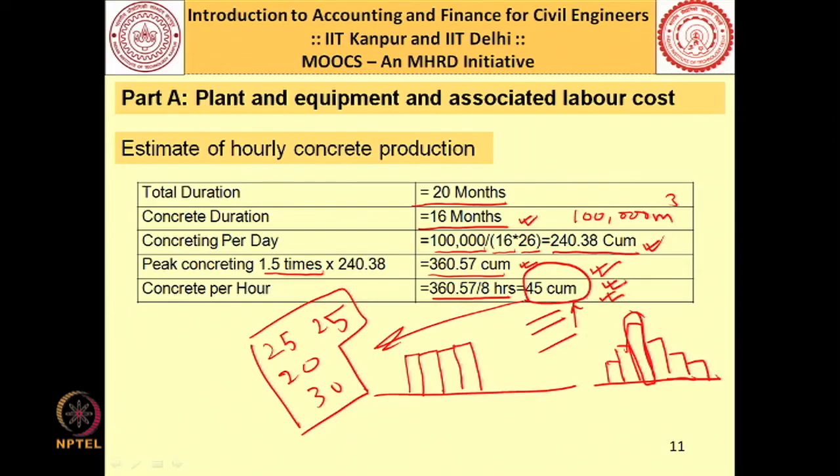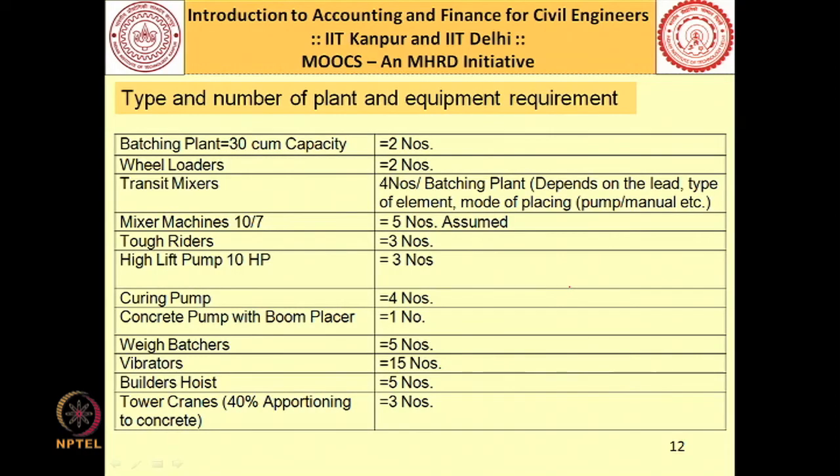Now, once you have decided the equipment that I am going to have a batching plant, I am going to have so many concrete transit mixer, I am going to have so many pumps, then we are ready to calculate the cost. So, here what I have done, I have taken 2 batching plants of 30 cubic meter capacity, because in case one batching plant fails, I can carry on the work with the other batching plant. Accordingly, I have taken 2 wheel loaders. Transit mixers, the number will be decided based on the lead, type of element and mode of placing, whether you are placing it through pump or manually. That will tell you how many transit mixers are needed.